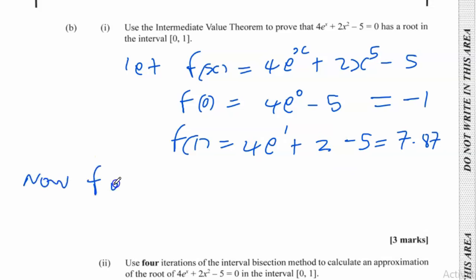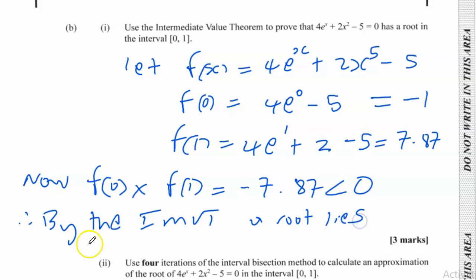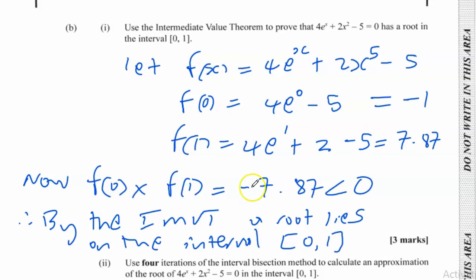Notice f of 0 times f of 1 is equal to negative 7. So f of 0 is negative 1, f of 1 is 7.87. Multiply them, we'll get negative 7.87, which is less than 0. So therefore, by the intermediate value theorem, a root lies on the interval 0, 1. Same as saying the root falls somewhere between 0 and 1. So we expect the root to be 0 point something.